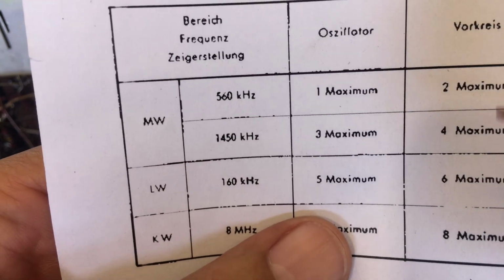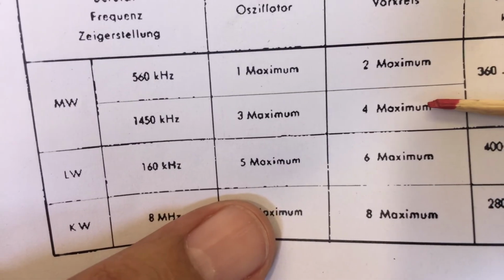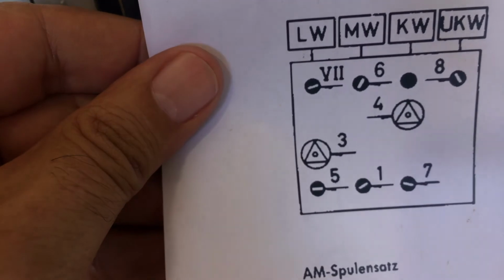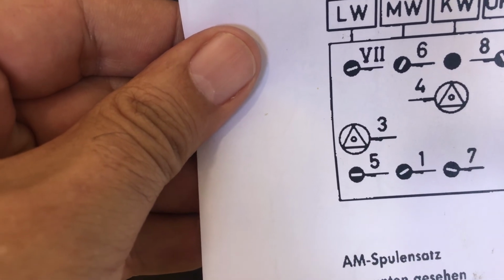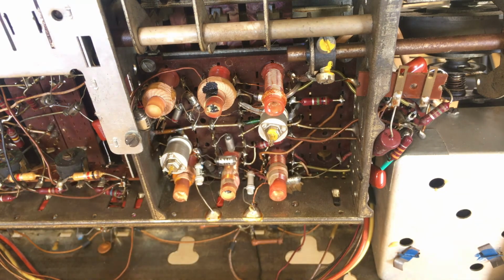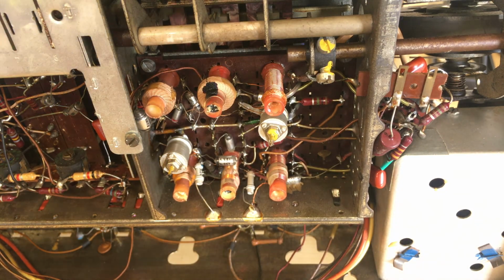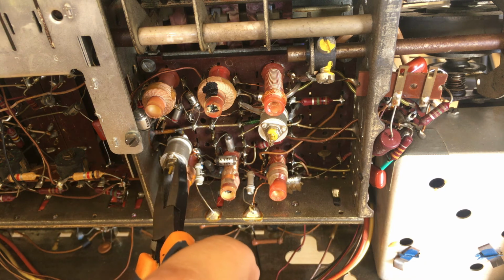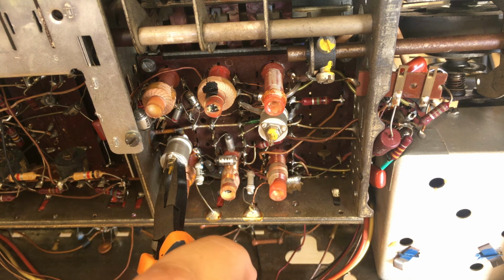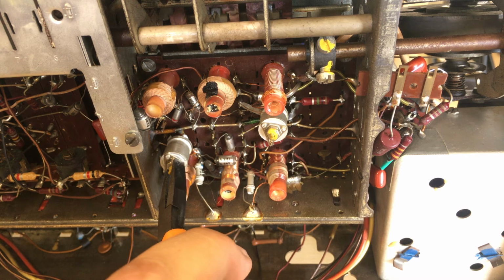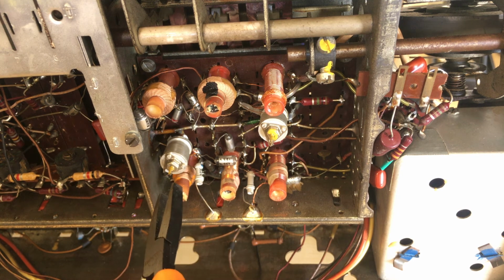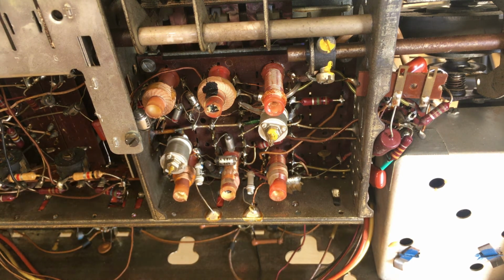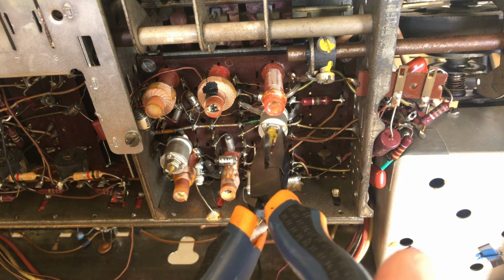What it tells us to peak here is 3 and 4 for maximum. And 3 and 4 are actually these two little variable capacitors. So I'll keep an eye on the meter. There we go. That's a peak of the oscillator, and now we'll do the antenna one, which is this one here.